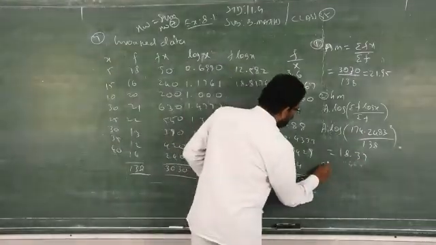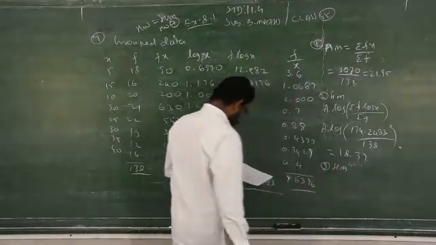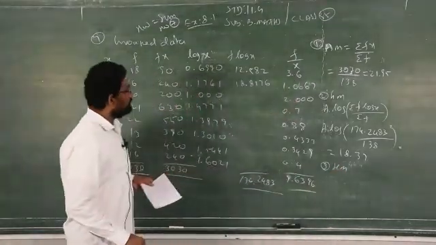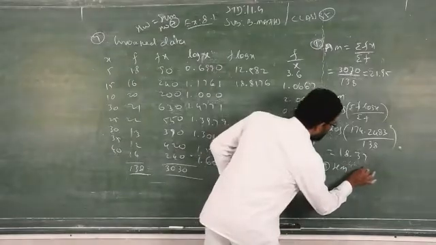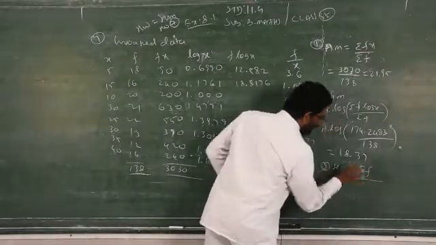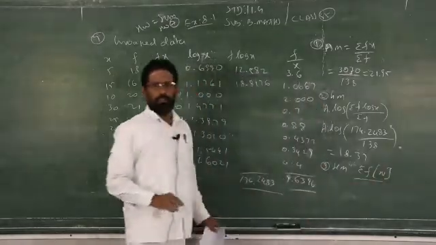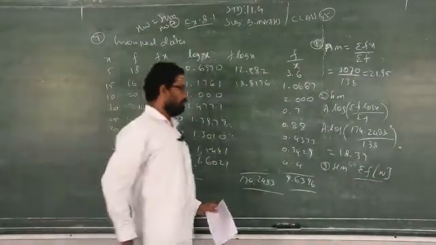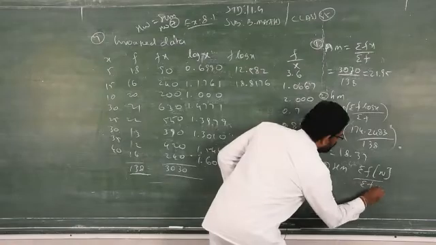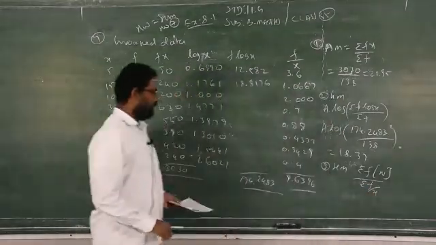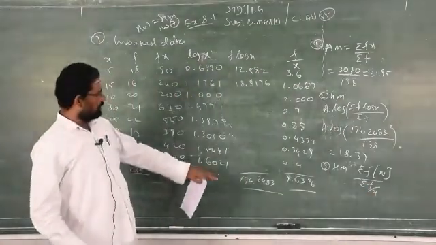Then you have to find out HM. So how do you find HM? What is the formula to find HM? That is summation F or capital N. Both are same only. Summation F or capital N, same. Then summation F by X. Clear? So what will be the summation F by X?